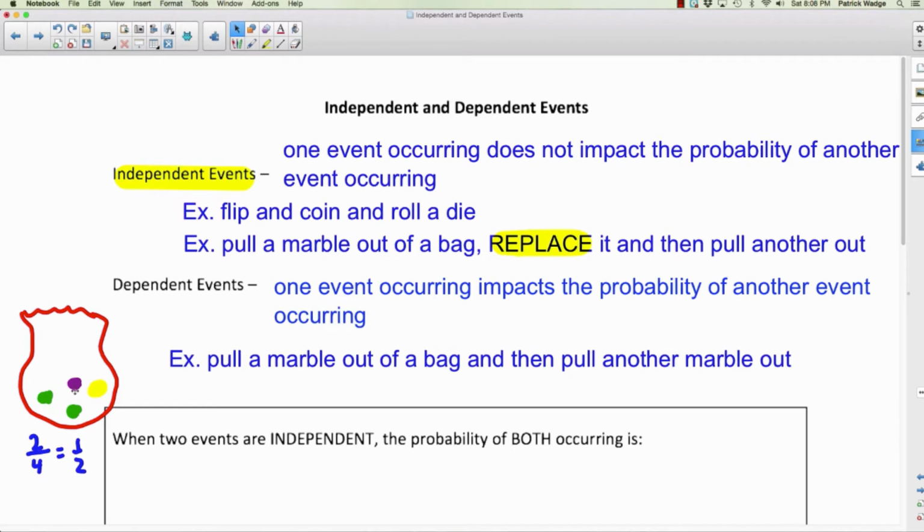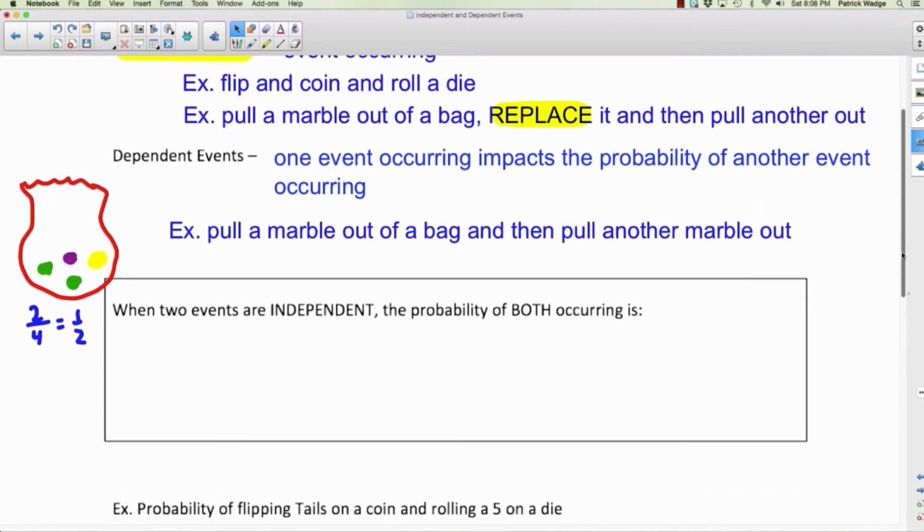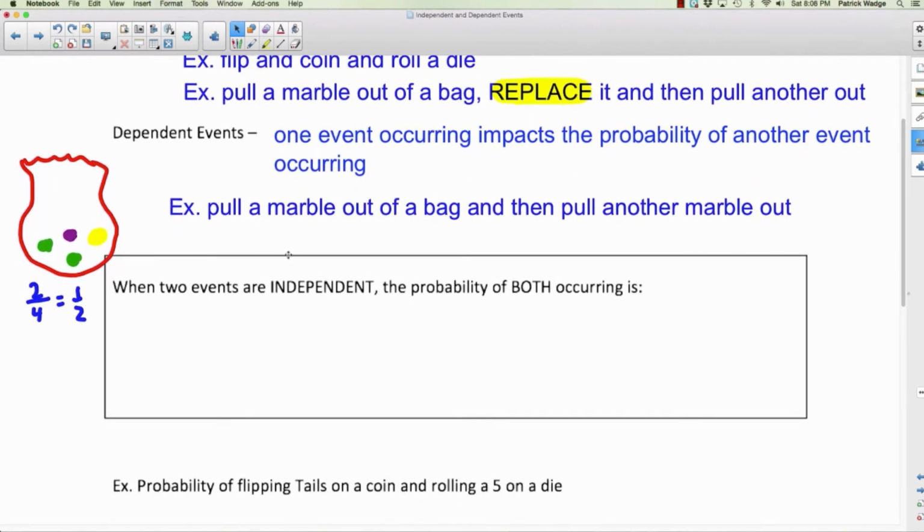And then if I reach in, just like I did before, and I pull out a purple, and I replace it, and then I pull out the second marble, what's the probability of getting green? Well, it's still 2 over 4. Effectively, we're back to the original state. Okay, so this replacing and not replacing is a big part of independent and dependent.